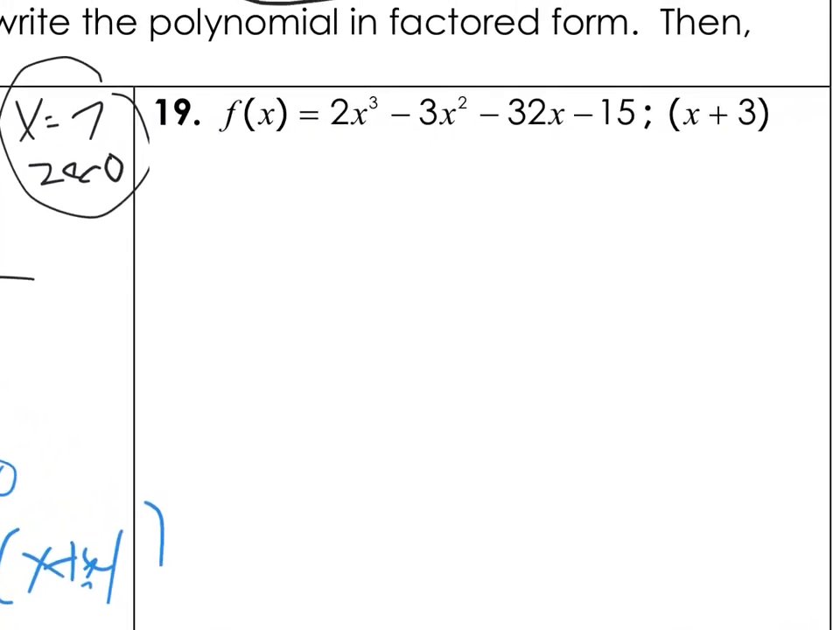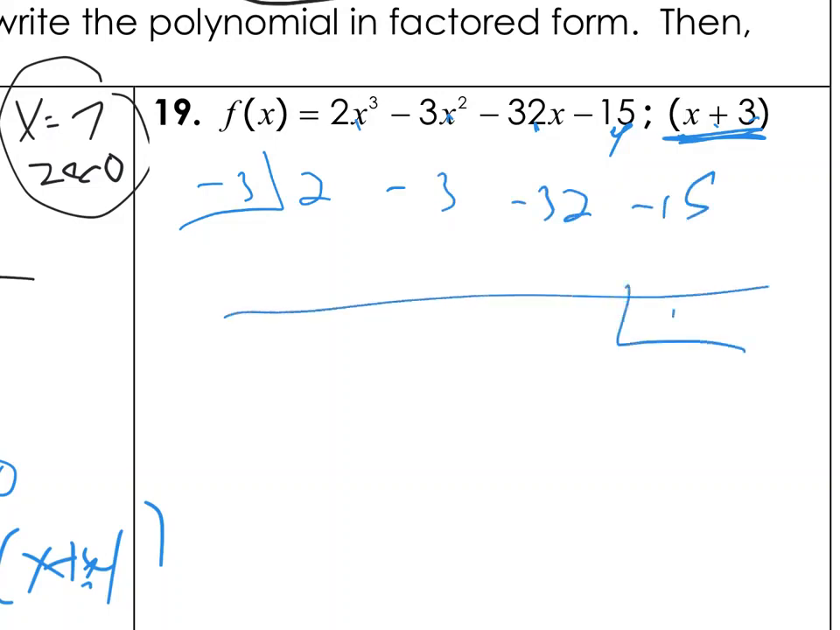Do one more. We know that x plus 3 is a factor. So I got a 3, 2, 1, 0. That means I don't need to fill any holes. The opposite of plus 3 is a minus 3, going into 2, negative 3, negative 32, negative 15. And when I get done, I better have a 0 here, or I made a mistake, since he told me that it was a factor.